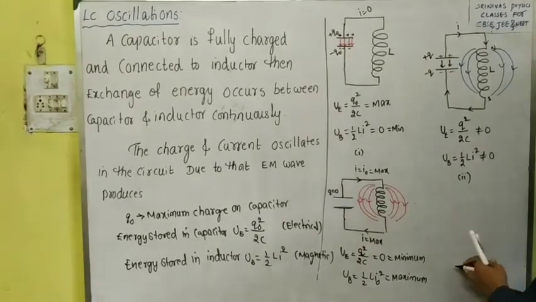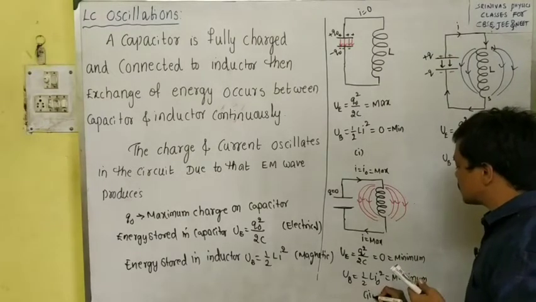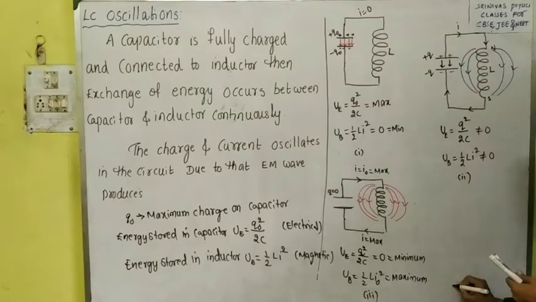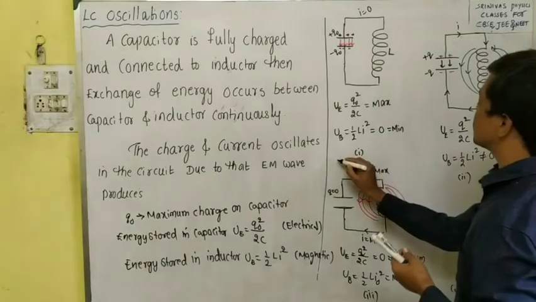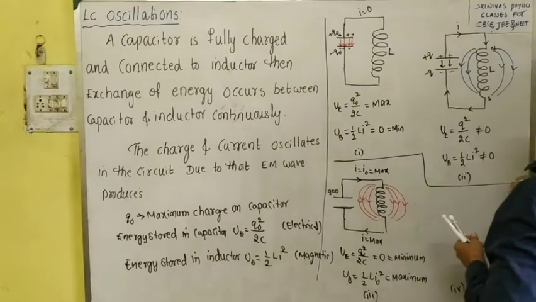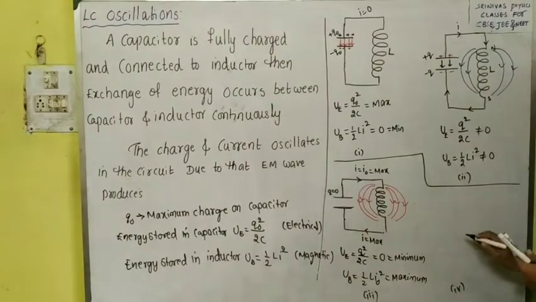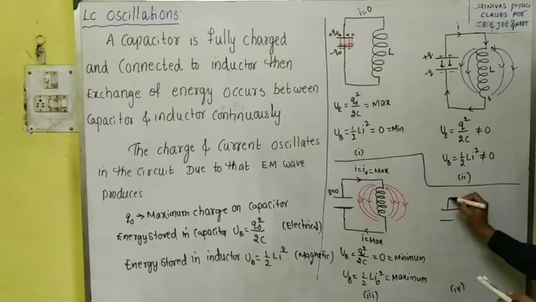The next case is the fourth case; this was the third case. Next I am going to explain the fourth case. What is the fourth case? Look at here. This is the first case, this is the second case, and now the third and fourth I am going to explain. The fourth is that this is the capacitor.